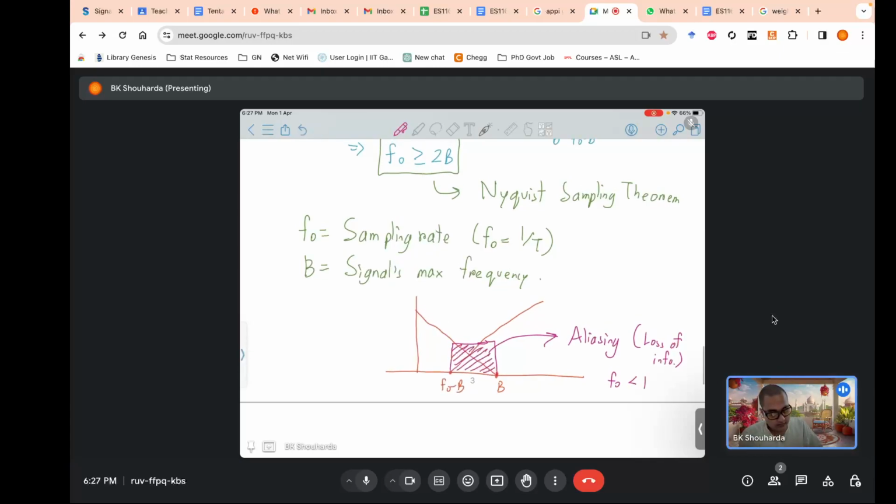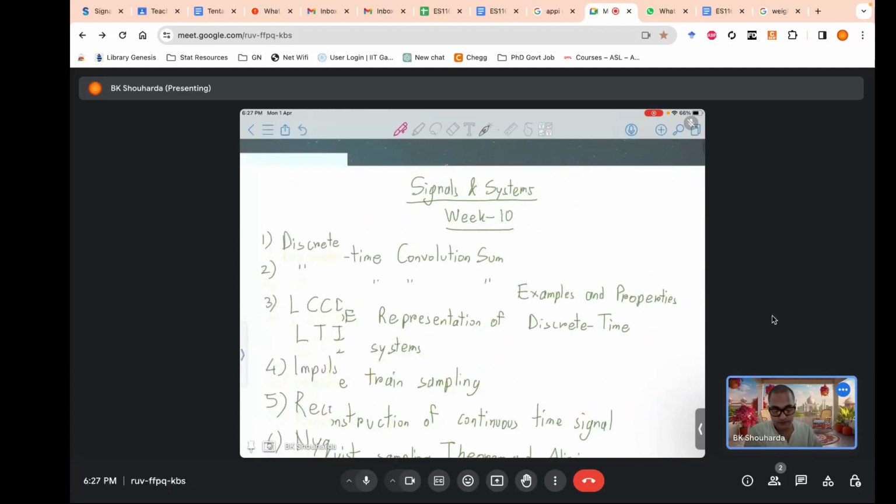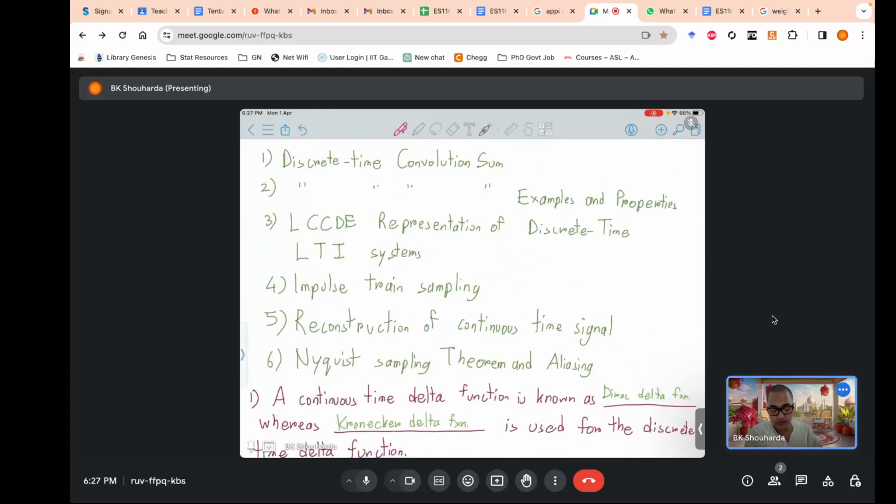f naught less than twice B is the condition when aliasing takes place. There is loss of information and the Nyquist rate is not satisfied. You lose information. So we have looked at this, and you have already covered question point 4 and point 6 in this small period of time.